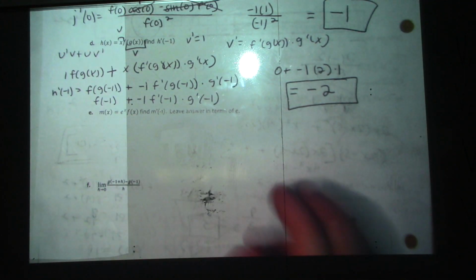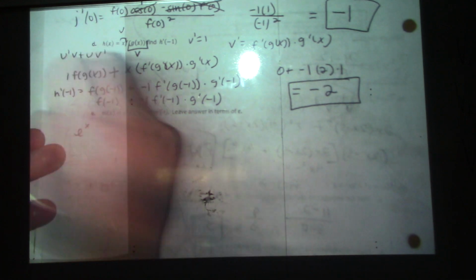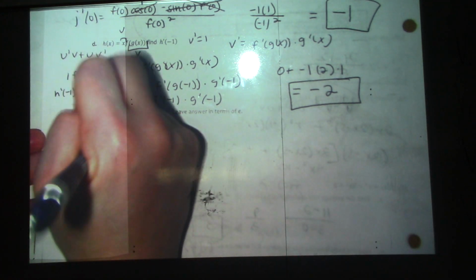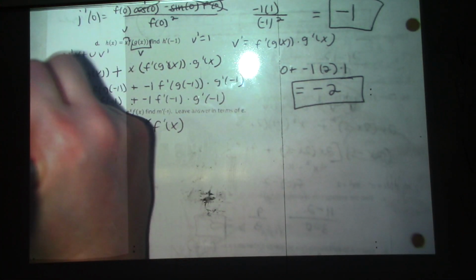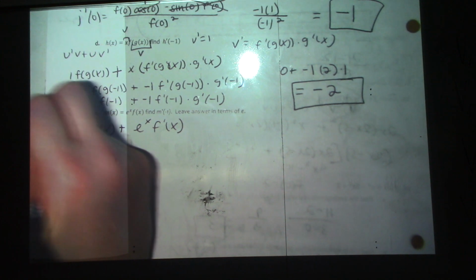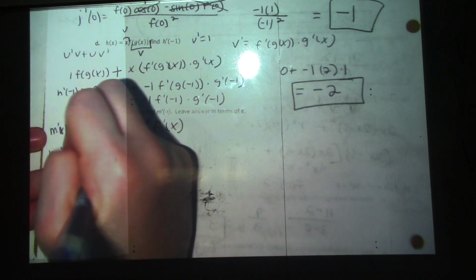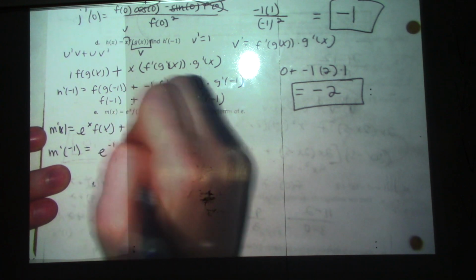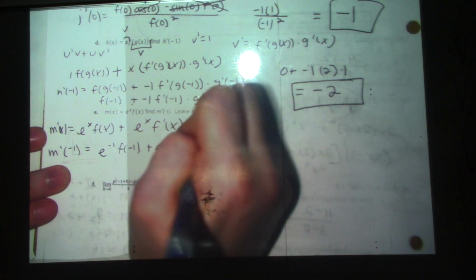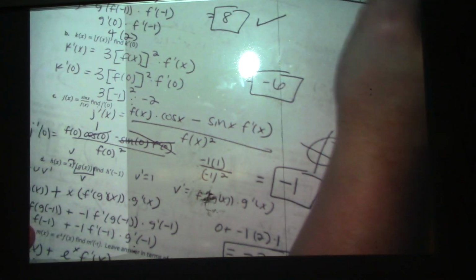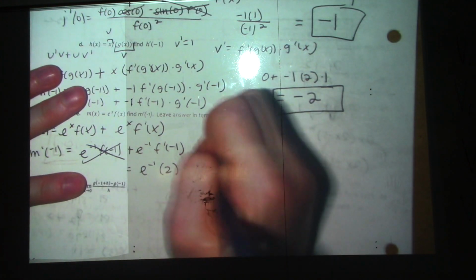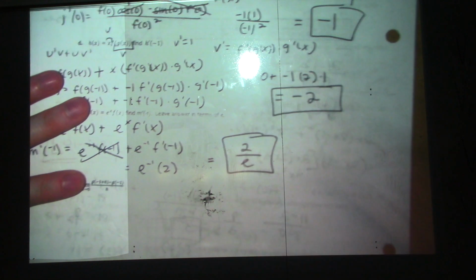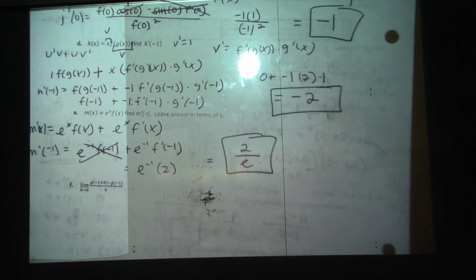Here, again, product rule. So u prime, e to the x, is just e to the x, times v, plus e to the x times the next one prime. So that's what m prime of x is. So then when I do m prime of negative 1, that's going to be e to the negative 1 times f of negative 1 plus e to the negative 1 times f prime of negative 1. F of negative 1 is 0, so that goes away. And f prime of negative 1 is 2, so this is e to the negative 1 times 2. So this one is just 2 over e. You can leave it as e to the negative 1, but that just means over e.